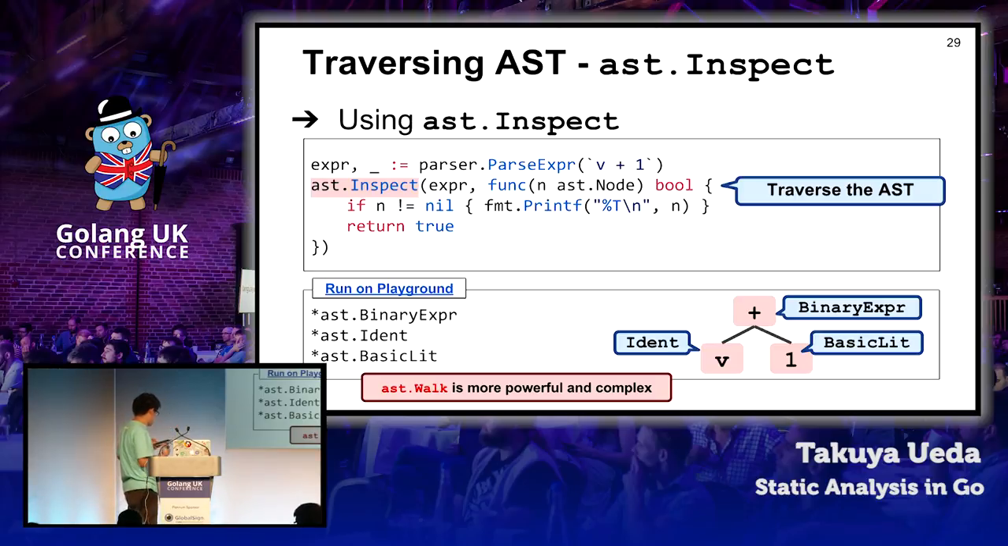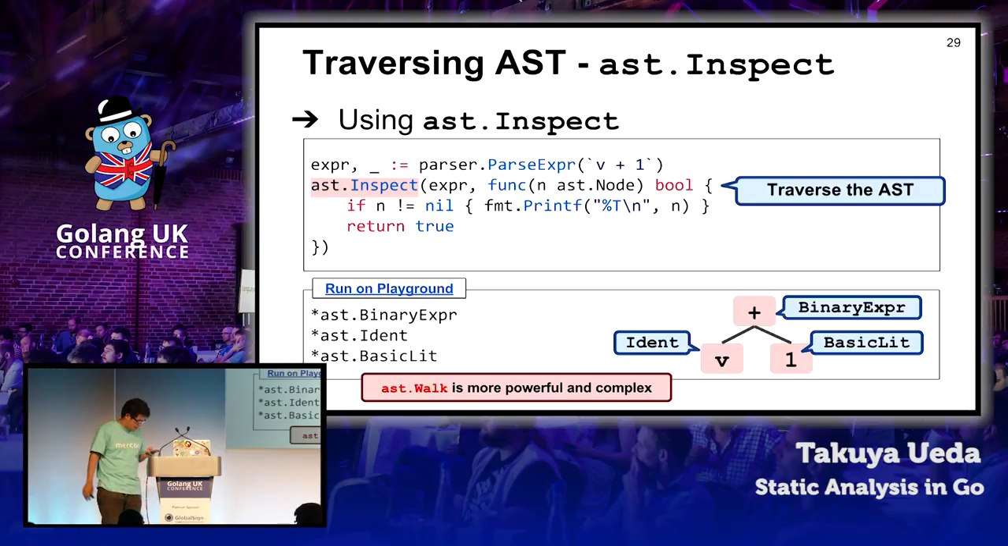The function of the second parameter receives a node and returns a Boolean value. When you only describe the function, the ast.Inspect function applies the function to each node recursively. The Boolean value, which is returned by the function, indicates whether the ast.Inspect function needs to apply the function to child nodes of the currently processed node or not.